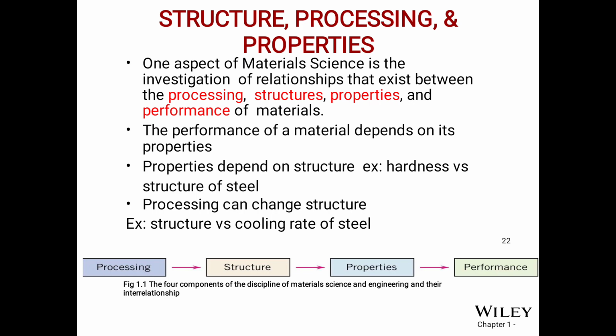Let us see the structure, processing and the properties. One aspect of material science is the investigation of the relationship that exists between the processing, structure, properties and performance of materials. The performance of the material depends on its properties. Properties depend on structure, for example, hardness versus structure of steel. Processing can change structure, for example, structure versus cooling rate of the steel. Let us see the meaning of processing. Material processing involves a complex thermal and physical process that prepares the starting material, creates a shape, retains that shape and refines the structure and shape. It is called processing.